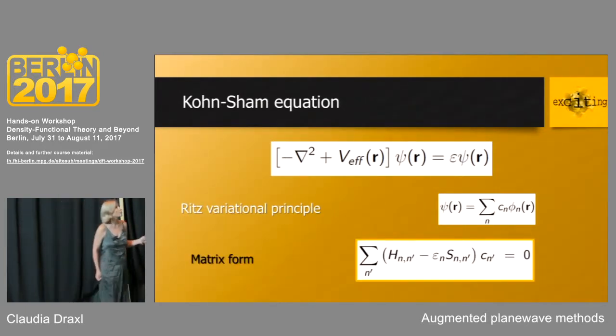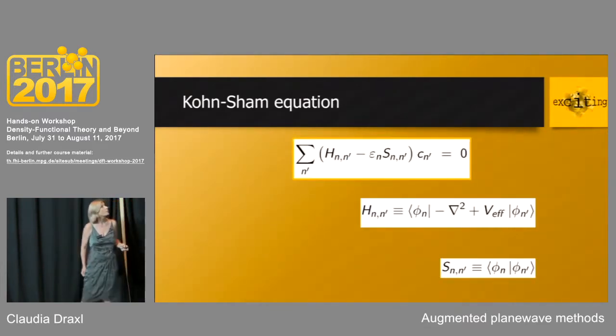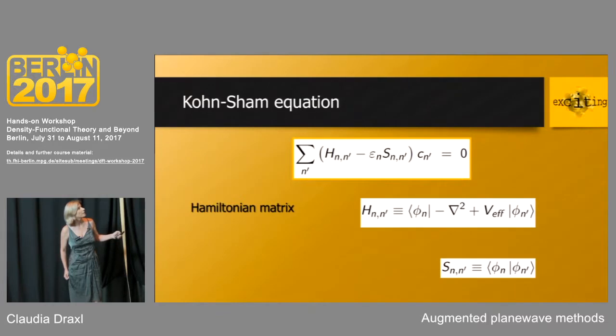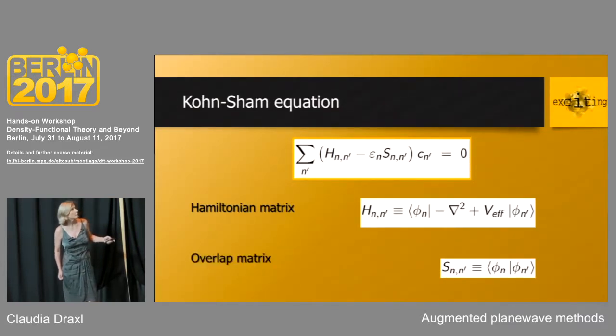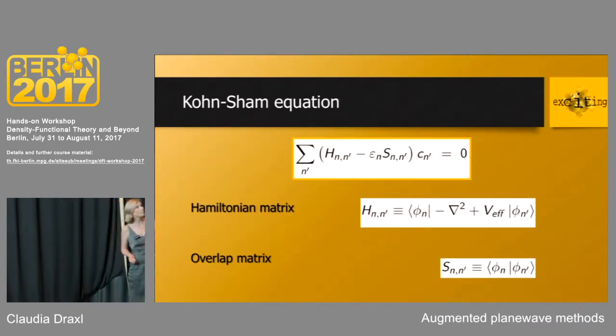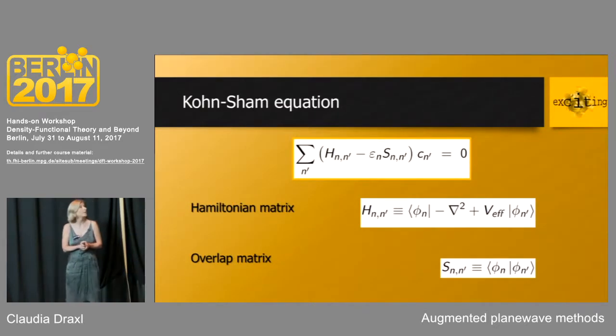In matrix form, the Kohn-Sham equation looks like this, which I repeat here. So we have the Hamiltonian matrix. This is given by this bit here. This is basically the operator sandwiched between the basis functions. And then we have the overlap matrix. It's just the overlap between these different basis functions. So for instance, when dealing with plane waves, this overlap matrix will be just the unity matrix. In the case of augmented plane waves, this is not the case anymore, as we will see in a second.